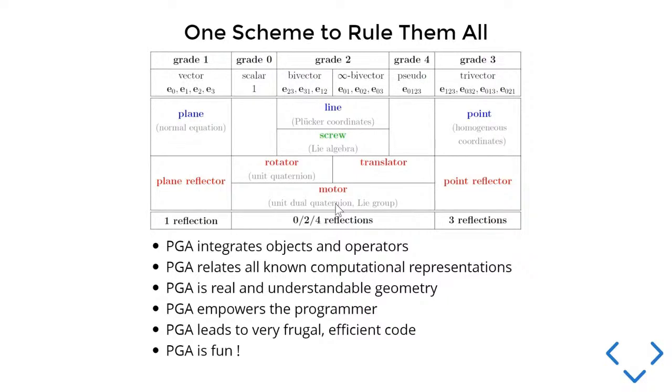You will see that a lot of familiar but rather specialized geometrical representations, like Plücker coordinates, Lie algebra, homogeneous coordinates, are just naturally embedded. But we will see that it's done in a very real and understandable manner, despite the fact that, let's say, dual quaternions are also included.